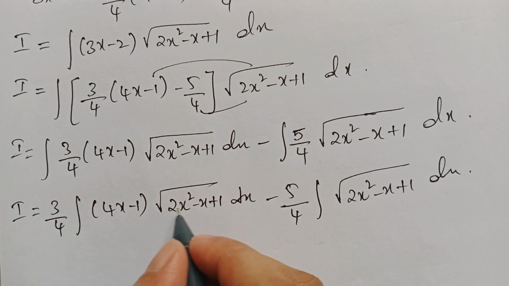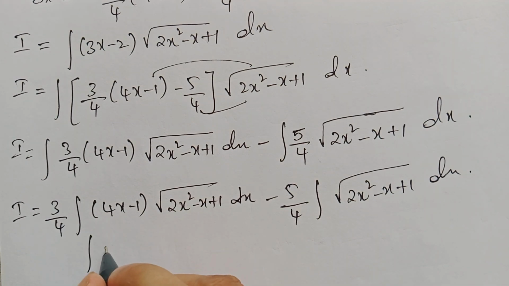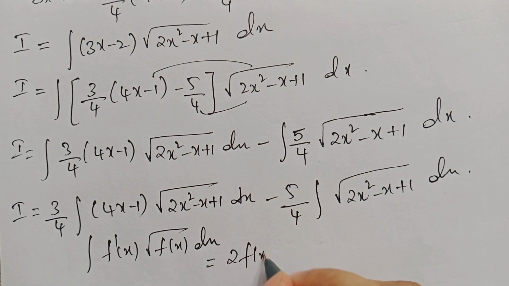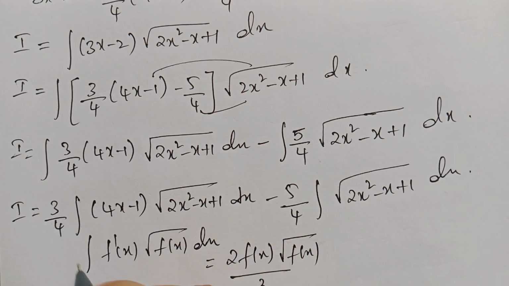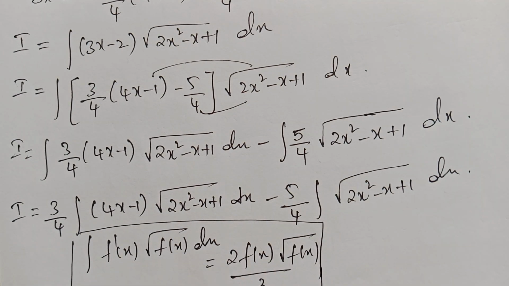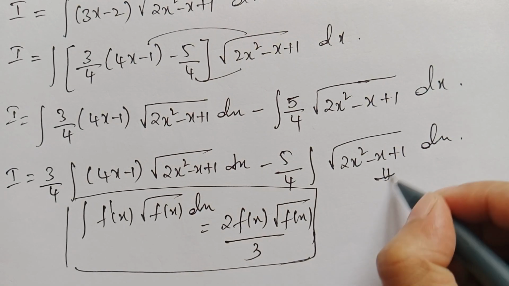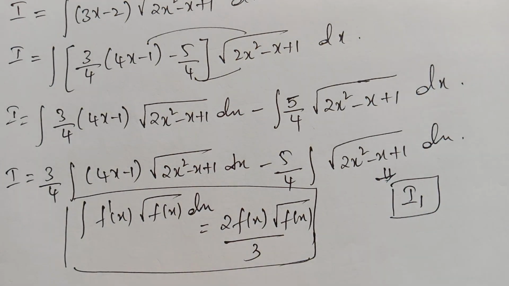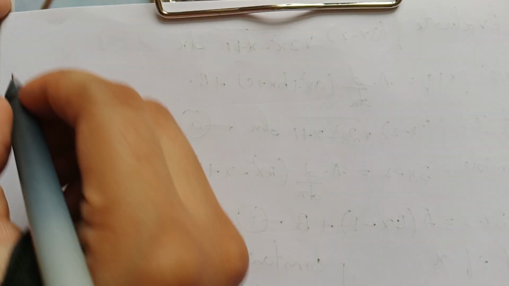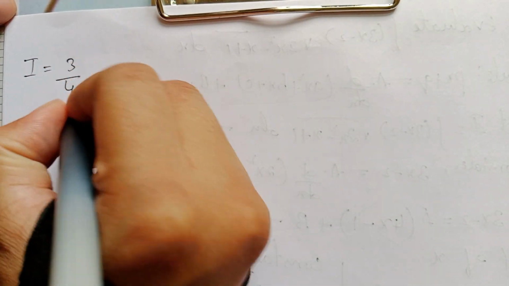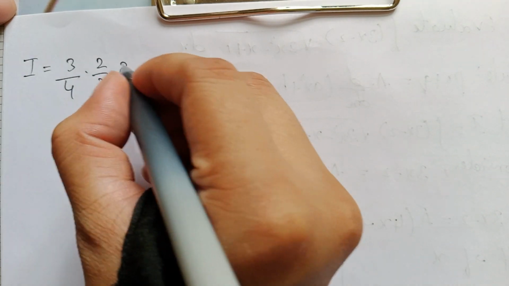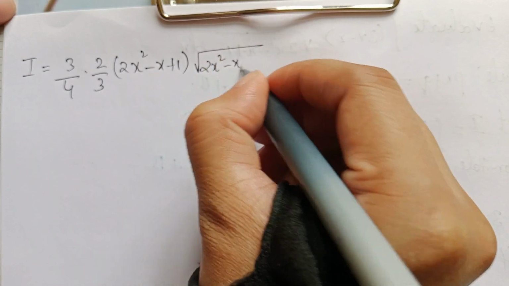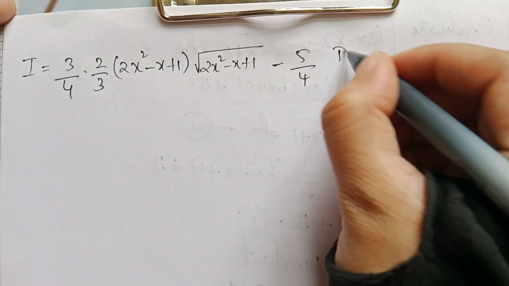Now this term is the derivative of this function. So this is in the form of the integral of f dash of x into root f of x dx, which is equal to 2 f of x into root f of x by 3. This is the formula you need to remember in order to solve this question. And this second integral can be taken as I1. We'll solve it further and add it up in this equation. So I is equal to 3 by 4 into 2 by 3 into f of x, which is 2x square minus x plus 1, into root f of x, which is 2x square minus x plus 1, minus 5 by 4 into I1.